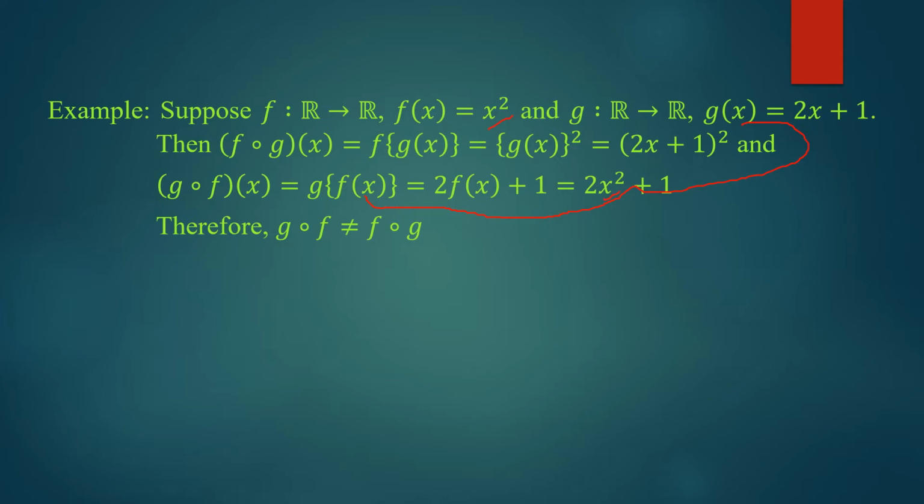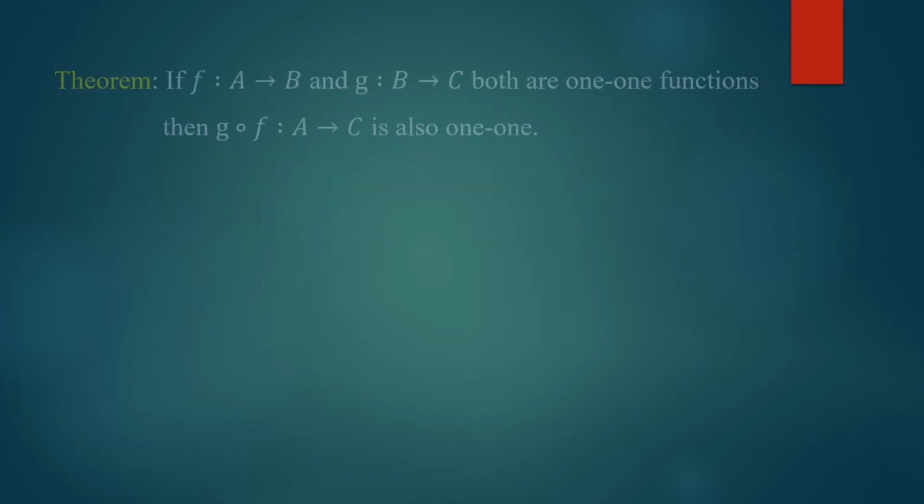Okay, I think it is clear to you. Okay, so then you see that g∘f(x) = 2x² + 1, and f∘g(x) = (2x + 1)², and these are actually unequal functions, and therefore f∘g is not equal to g∘f. Okay, see the next topic.